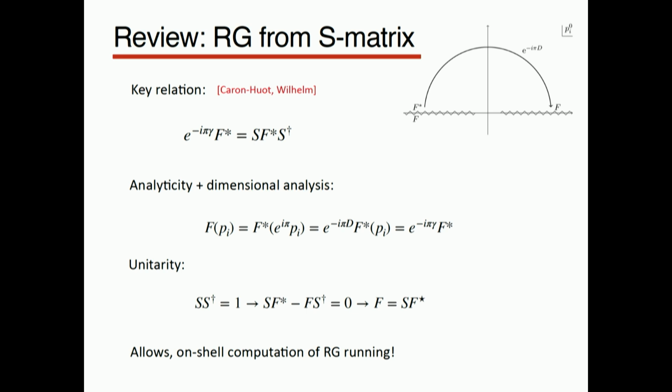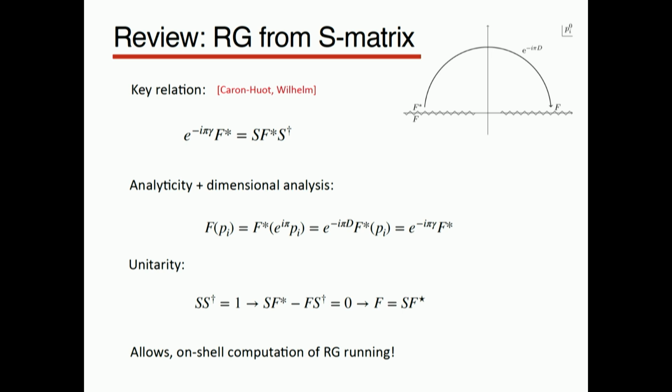Okay, so first let me explain where that formula comes from, and let me review how this works in the usual setting of particle scattering, not in QFT. So there's this beautiful paper by Simon Caron-Huot and Matthias Wilhelm where they explain how to compute renormalization group running from the S matrix. So the idea is we take F as some form factor of some local operator. We take the local operator, we act on the vacuum, we overlap it with some on-shell state of particles, and then this object satisfies this nice relation. So the anomalous dimension is actually something like the phase of the S matrix.